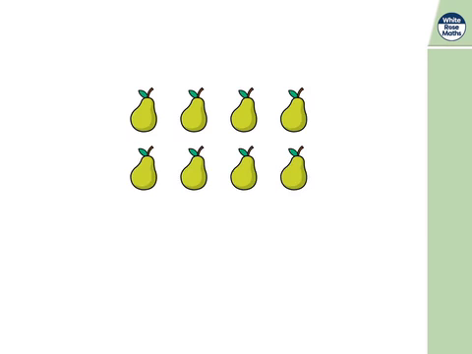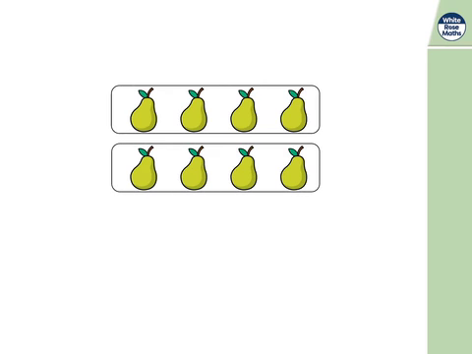What do you see here? Pause the video to have a think. Yes, I can see 1 row of 4, 2 rows of 4. We could represent this as 4 plus 4, which is equal to 8, or 2 groups of 4, which is equal to 8.